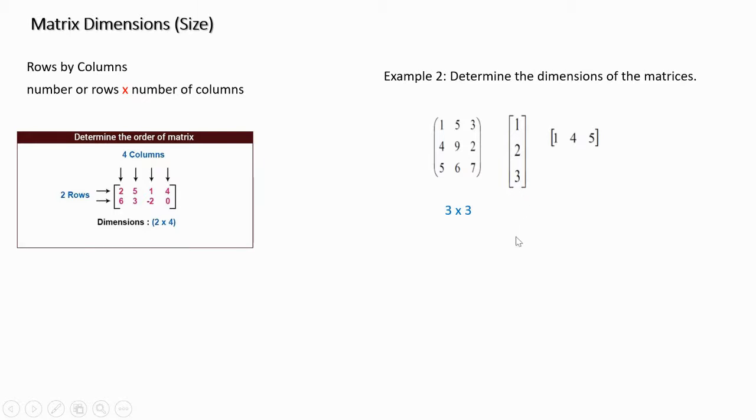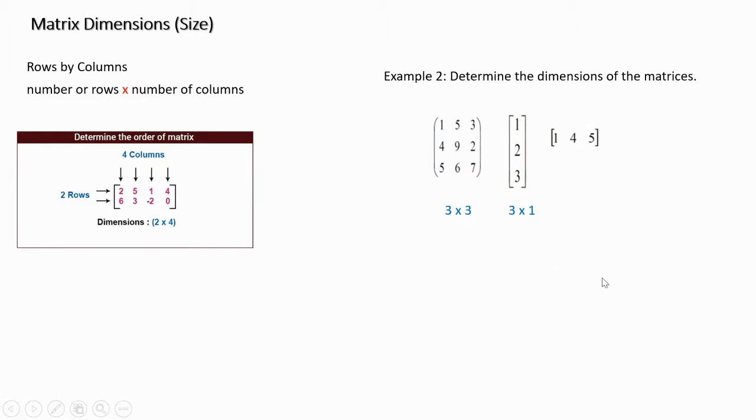Okay, how about the one in the middle? What would it be? 1 by 3? How many rows do we have? 1, 2, 3, right? So it will be a 3 by 1.